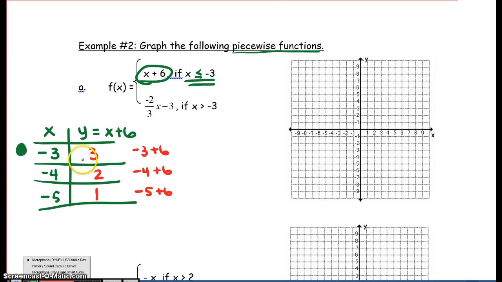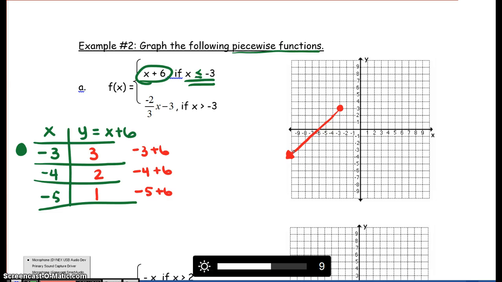We start with the first one and then go in that direction. We do not look back. So we're going to go to negative 3 and up 3. So here's our closed circle. Then we go to negative 4 and 2. We just put a little dot. Negative 5 and 1. We put a little dot. And we connect the dots, and we keep going in that direction. Since it's all the values less than, that's the direction we go. Notice that we did not go to the right side at all because we always start with the first point and we don't look back.